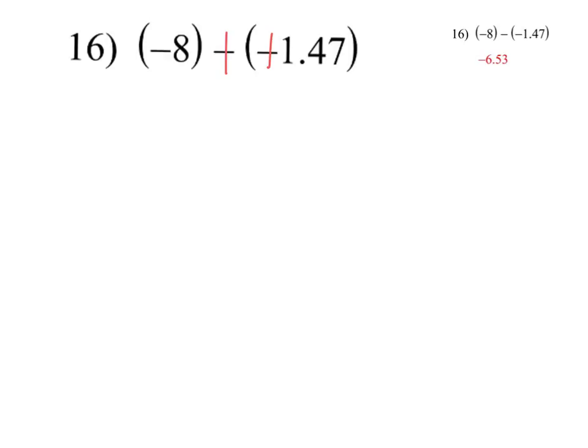Alright, so again, I know you're thinking, well, this is positive, this is negative, so I'm really subtracting. But again, the larger absolute value has to go on the top when you subtract. And the answer is going to be negative because there's more negatives here, right? So 8.00 technically minus 1.47. And again, we know the answer is going to be negative because we have a larger negative absolute value here.